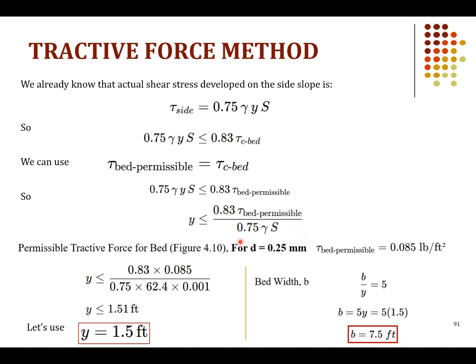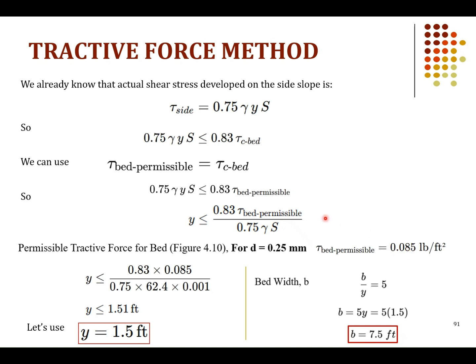Now, in this expression, we know gamma is 62.4. We know the slope, it was given in the statement, 1 over 1000. This tau bed permissible we can get from figure 4.10. I cannot go back, but you can see in the slides, I have marked it there with a red line, that for a particle size of 0.25 millimeter, the tau bed permissible is 0.085 pound per foot square. You can also use 0.080. It was very close, but in the book, the author used this value. So I'm just continuing with this value.